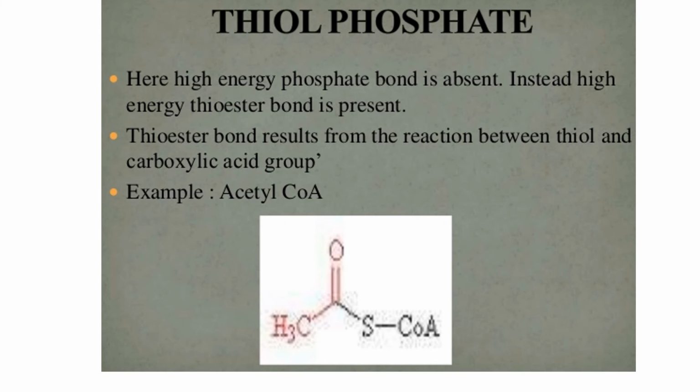And thiol phosphate. Here the high energy phosphate bond is absent. Instead, a high energy thioester bond is present. You see here in this diagram acetyl coenzyme A. This is not acting as a source of energy, and the thioester bond results from the reaction between a thiol and a carboxylic acid group. This is not a phosphate containing compound actually. Phosphate bond is absent here.